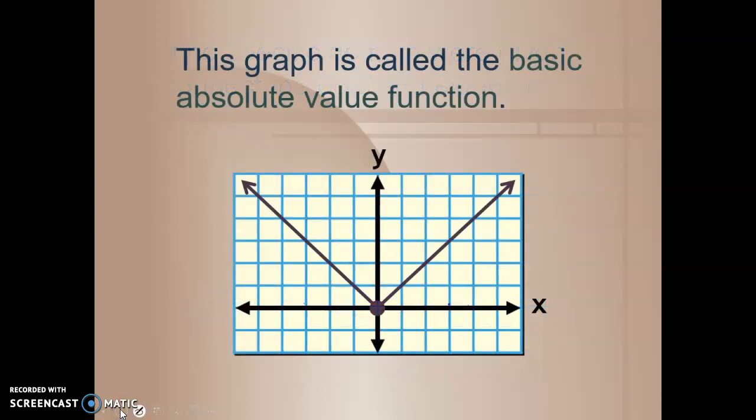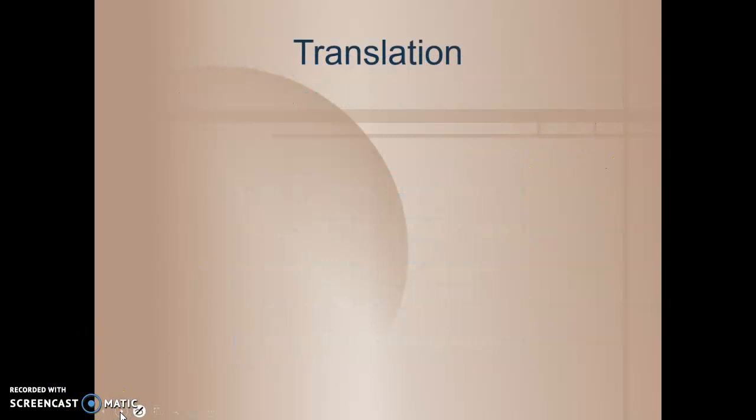Now this graph is called the basic absolute value function. It's also called a parent function. It is the absolute value parent function. This is the graph of f of x equals the absolute value of x, without any numbers or anything else, no plus ones, no minus fours, just a plain basic parent absolute value function.